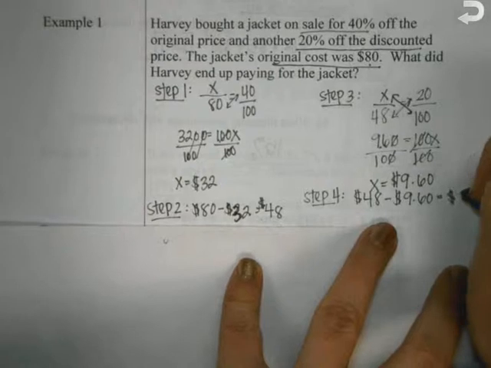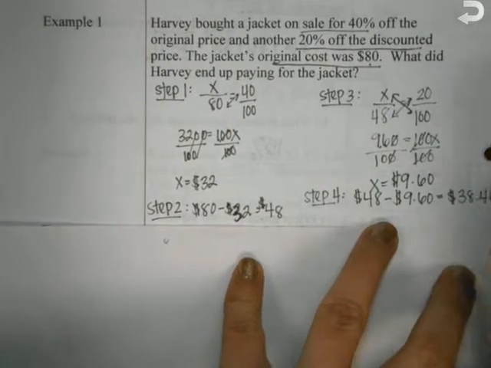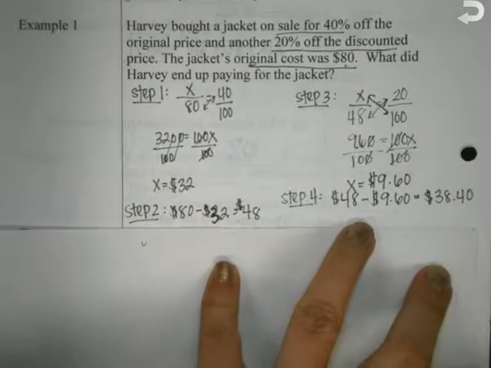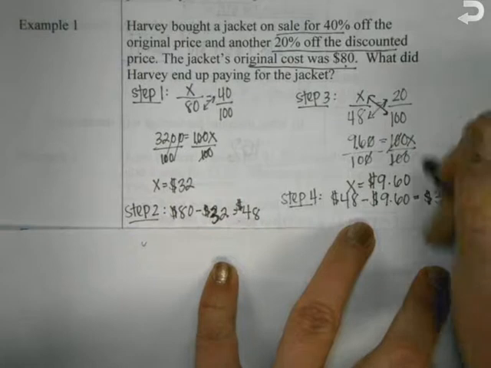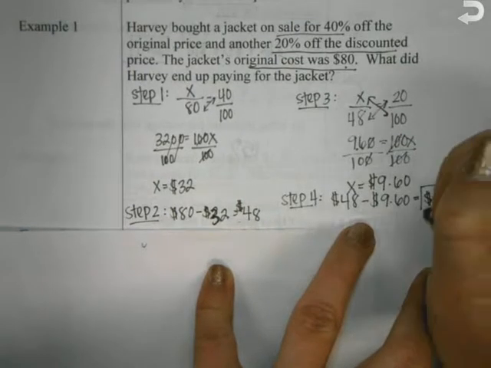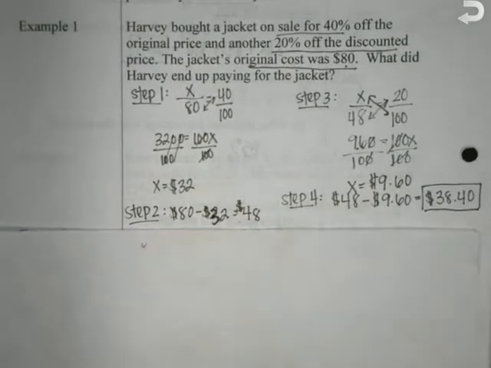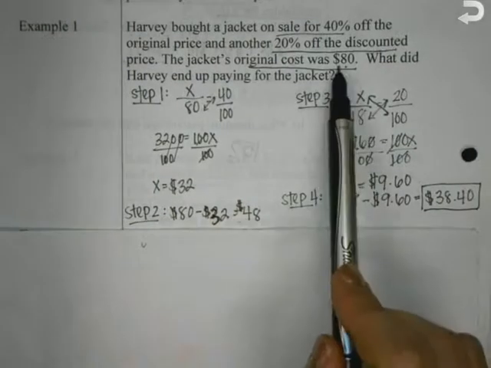38.40. So how much did he end up paying? 38.40. So he got a pretty good discount. The original cost was $80 and he ended up paying less than half of that. I know.